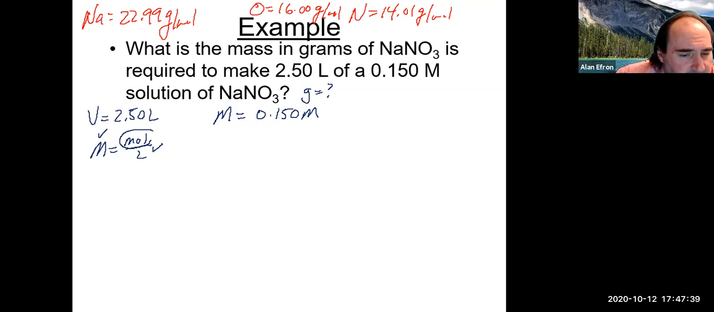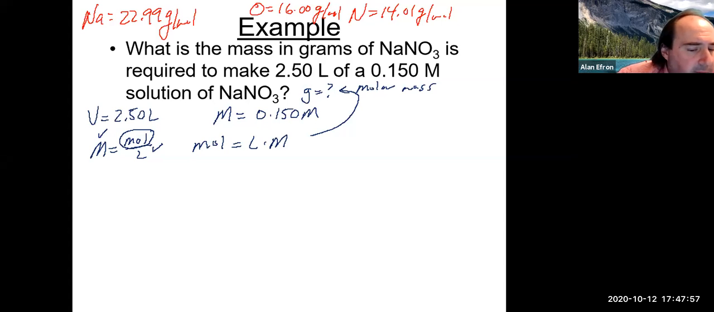So it would probably be a good idea to figure out the moles. And that would be good because the moles here would be the liters times the molarity. Once we get the moles, we can use the molar mass to go from moles to grams. So that's sort of the thought process here. Again, we're going to use this in sort of a calculation.